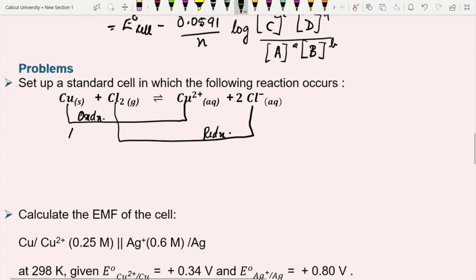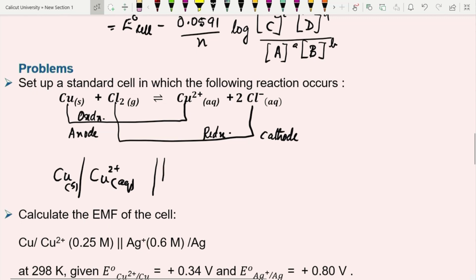So, the copper will be the anode, and the chlorine part, which is a gas electrode, will be the cathode. Now, we can write a cell. First, we have to put the anode, that is copper solid, in contact with copper ions. I am going to put a salt bridge instead of a porous diaphragm.